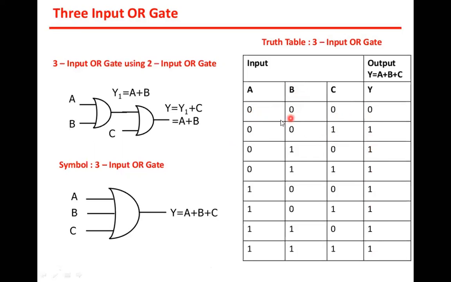So when it is 0, 0, 0, the output is 0. Then 0, 0, 1 gives 1, 0, 1, 0 gives 1, 0, 1, 1 gives 1, 1, 0, 0 gives 1, 1, 0, 1 gives 1, 1, 1, 0 gives 1, and 1, 1, 1 gives 1. You can add up: 1 plus 1 is 1, 1 plus 1 is 1. So the ultimate output is 1.